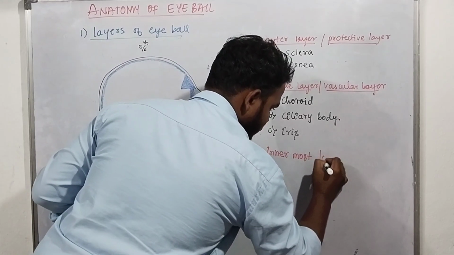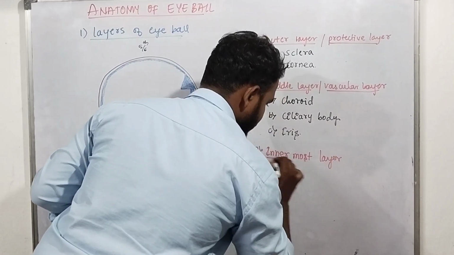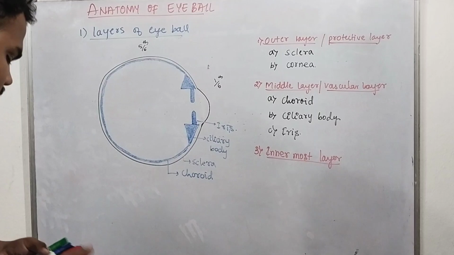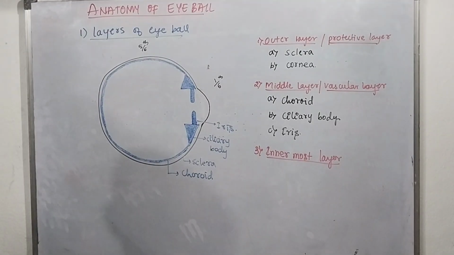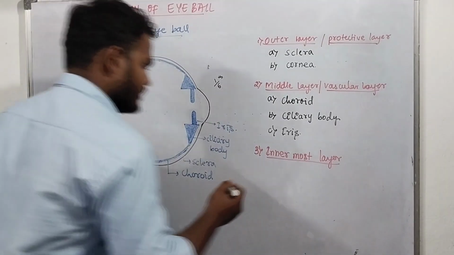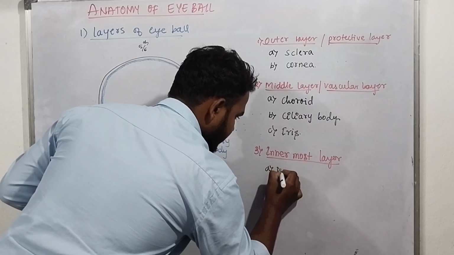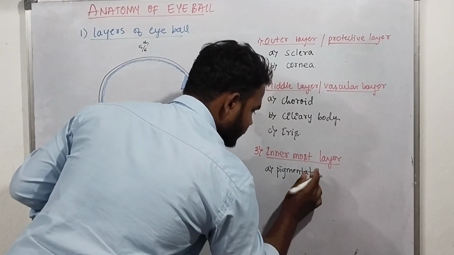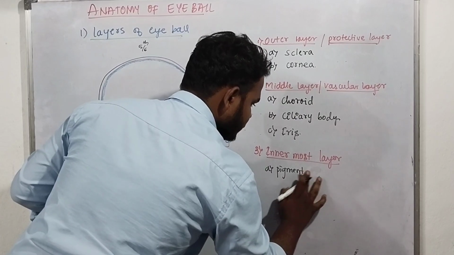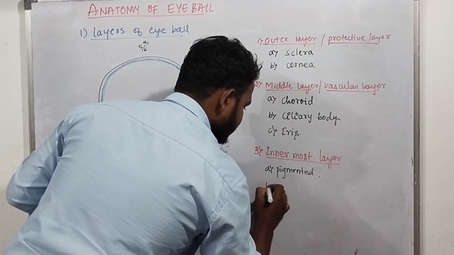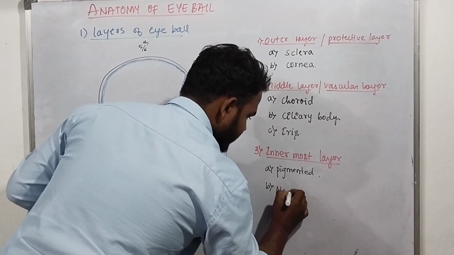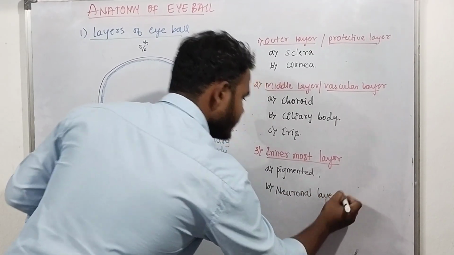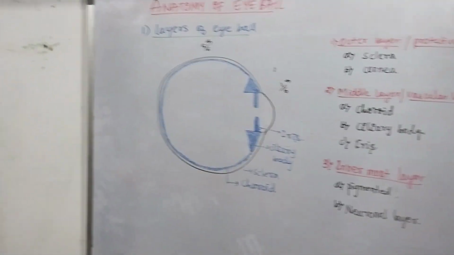Now, the innermost layer is divided into two parts. Let me write here. One is the pigmented layer, and the other is the neuronal layer. One is the pigmented layer and one is the neuronal layer.